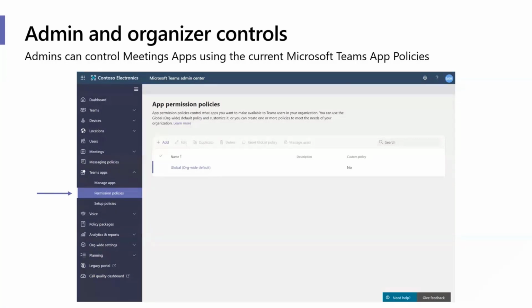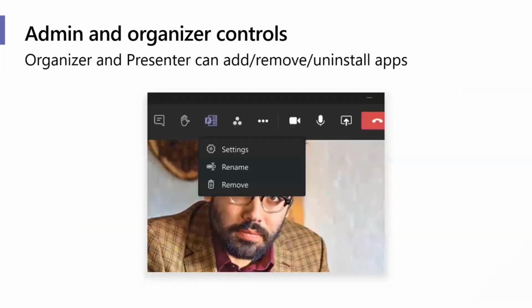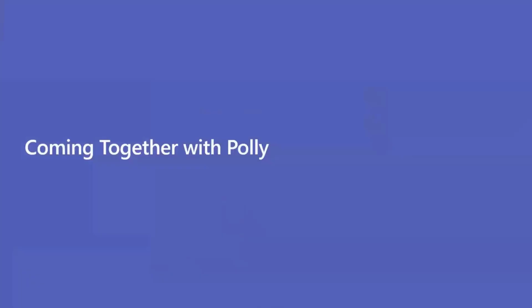In addition to this, like I said earlier, an organizer or a presenter are the only ones who can add, remove, install, or uninstall applications. So in the meeting window, when you right-click, only organizers and presenters will be able to perform these operations, and not attendees, anonymous users, or guest users. I think that brings me to the end of this presentation.